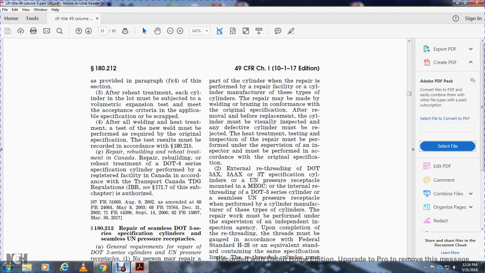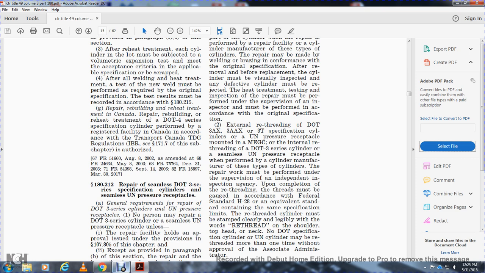On cylinders manufactured with each type of cylinder, the repair may be made by welding or brazing in conformity with the original specification. After the removal and before replacement, the cylinder must be visually inspected. Any defective cylinder must be rejected. The heat treatment, testing, and inspection of the repair must be performed under the supervision of an inspector in accordance with the original specifications.